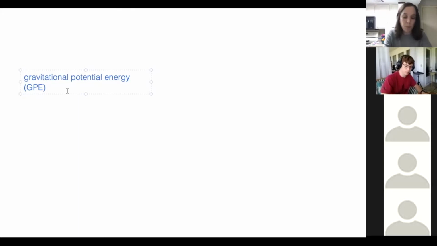Okay, so GPE, the equation for that, we've already looked at this before. It equals mass times G times H. So again, M is mass, G is 9.8 meters per second squared. And then H is the height.